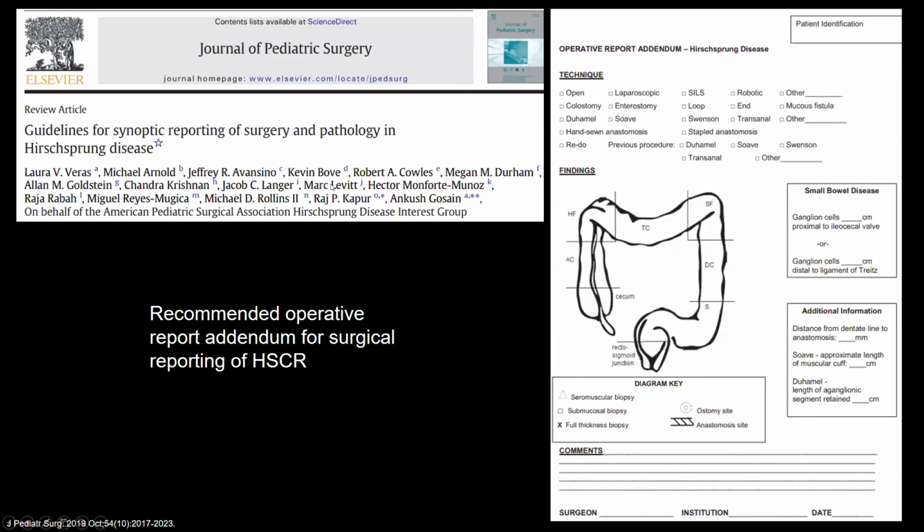And many of these folks here, if not all, are pathologists who came together to help in the reporting of this resection type. And you can see here they use the technique, the different findings, where you found the ganglion cells, and then any comments, if you have seromuscular, submucosal, or full thickness biopsy, essentially one page to explain all of the things that are found at the time of resection.